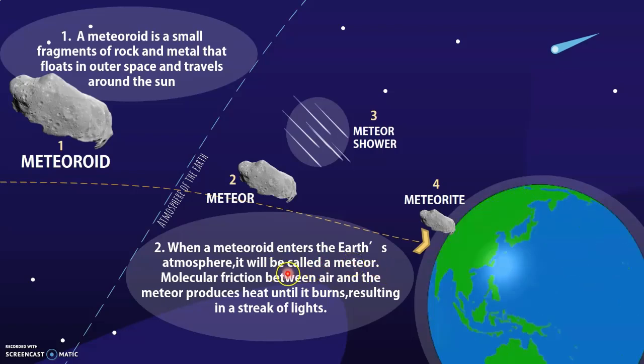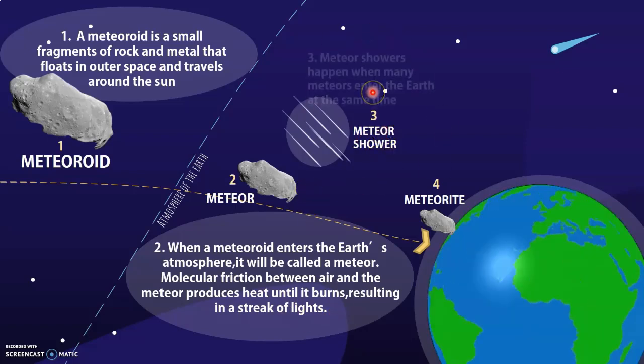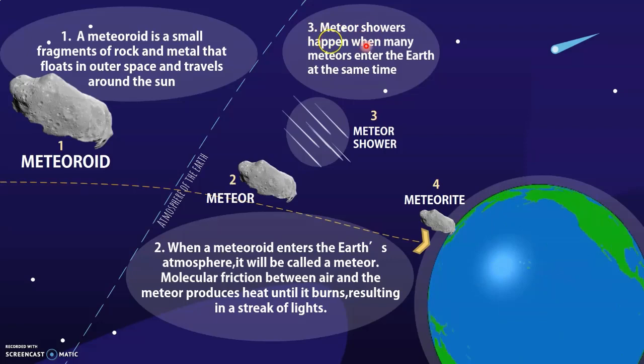So the molecular friction between the air and the meteor produces heat until it burns. Because of the molecular friction between the meteor and the air, they will burn, resulting in a streak of light. The third one is meteor shower. Meteor showers happen when many meteors enter the Earth at the same time. So when many meteors that burn enter the Earth at the same time, it will be called meteor showers.